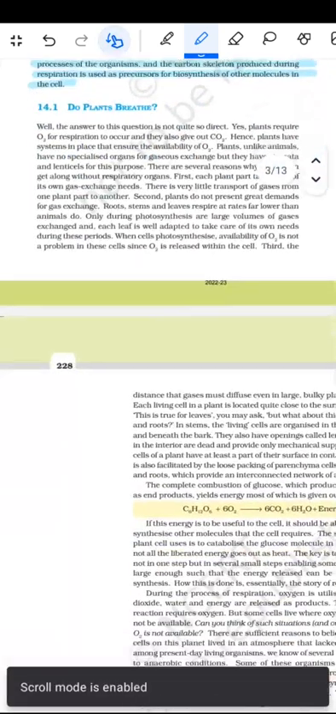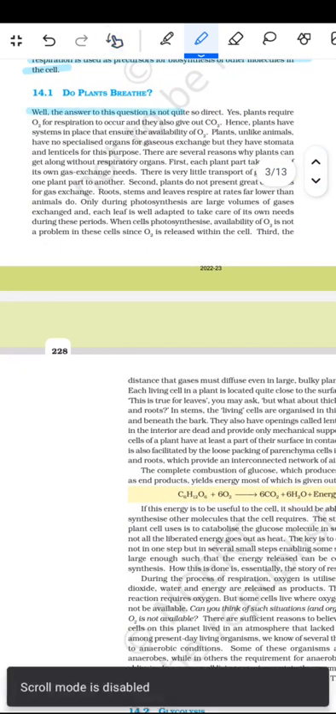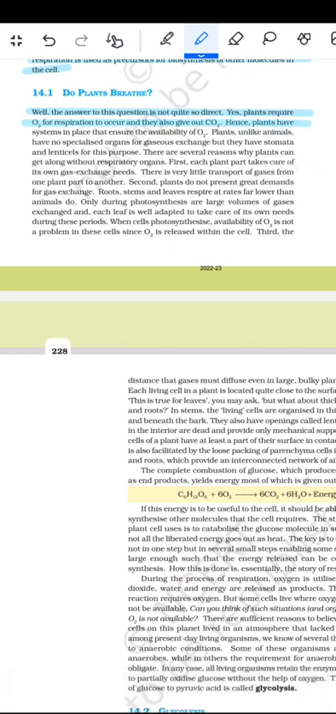फिर कहता है कि do plants breathe? So, well, the answer to this question is not so direct. Yes, the plants require the O2 for the respiration to occur, and they give out the CO2. Hence, plants have the system in place that ensures the availability of the O2. Plants, unlike the animals, have no specialized organs for the gaseous exchange, but they have the stomata and the lenticels for this purpose.